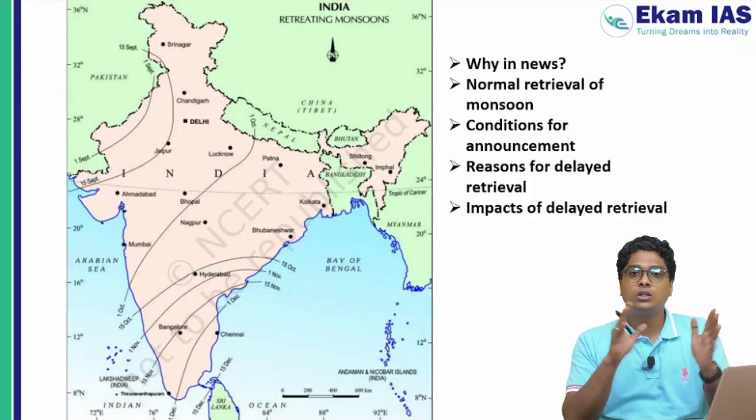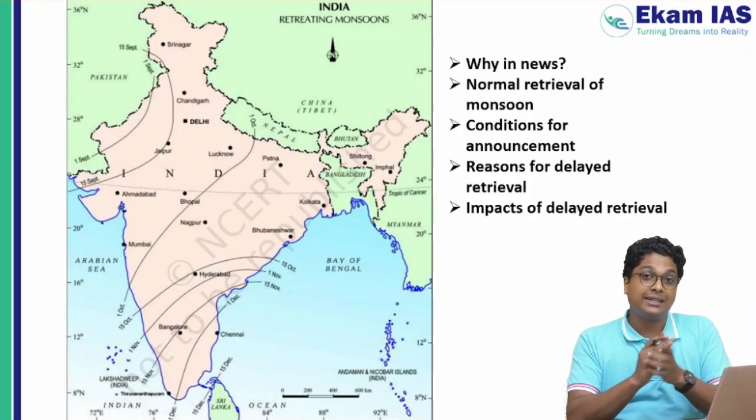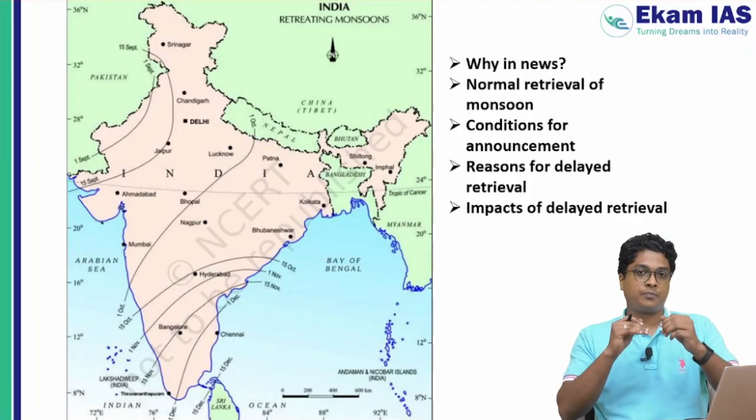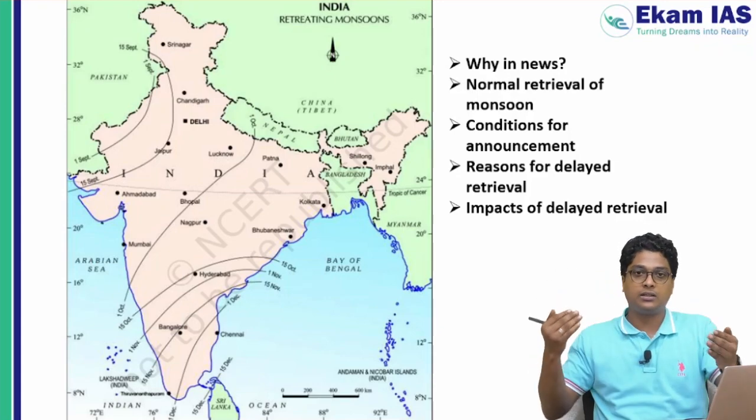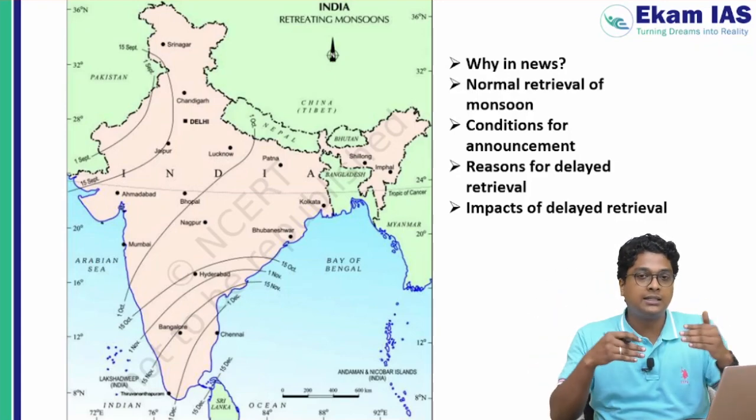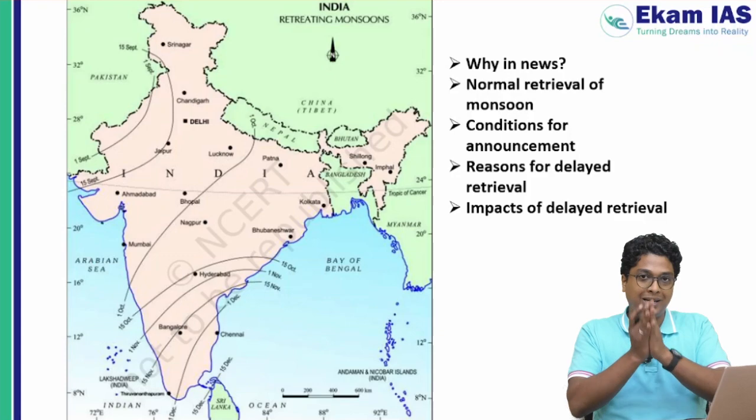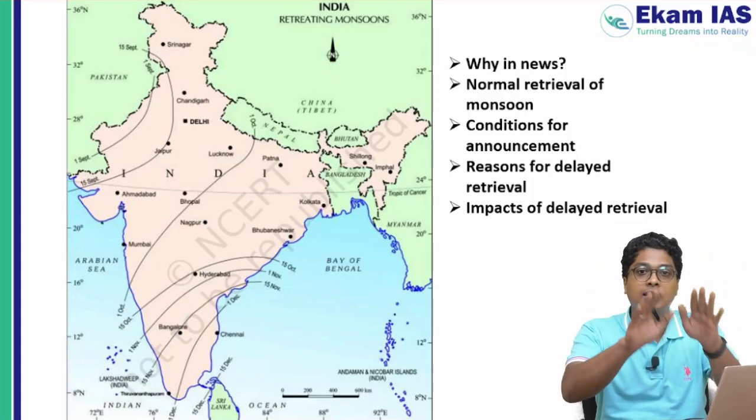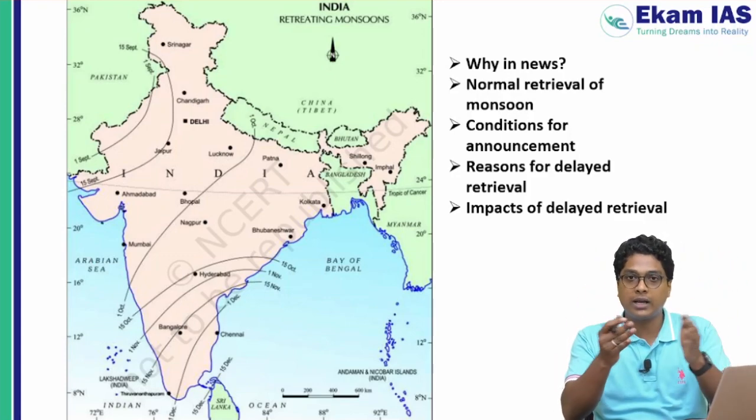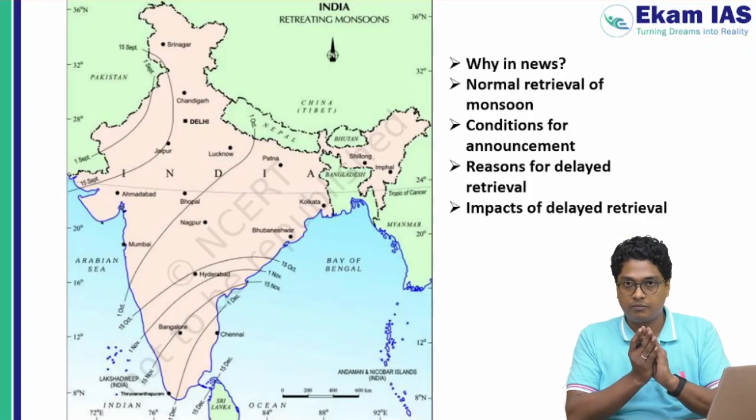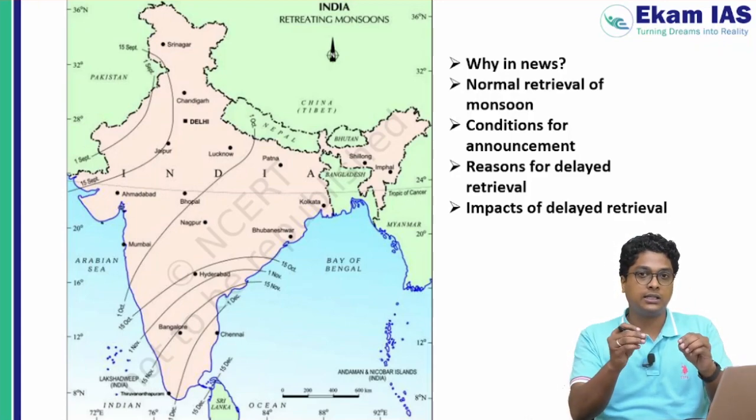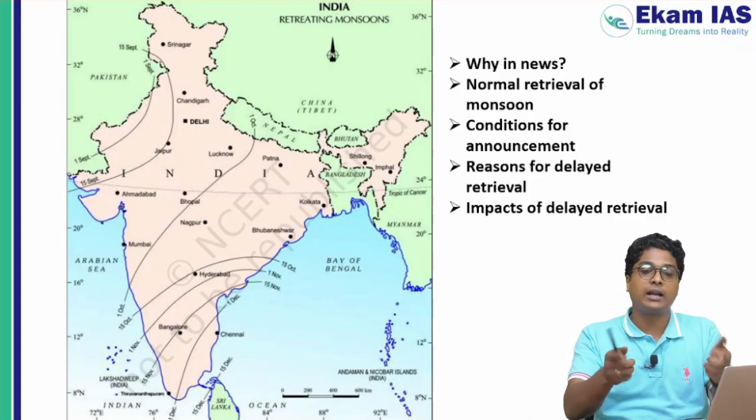So briefly going to the impact of the delayed retrieval. Now imagine this. The monsoon clouds are leaving the Indian subcontinent, but their retrieval is delayed, which means that monsoon clouds are staying in the Indian subcontinent. What will happen? More rainfall. So September month this year, we witnessed more rainfall.